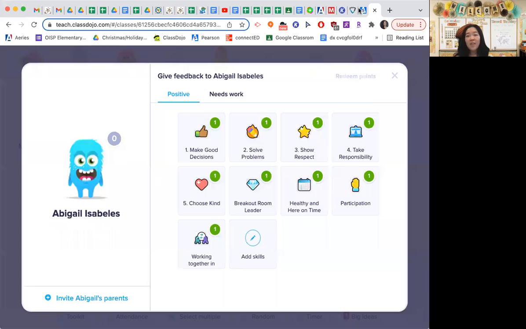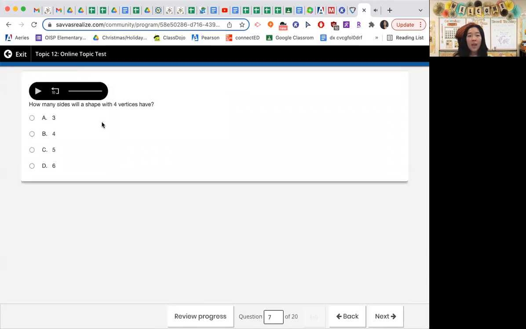Next student we have is Abigail. Abigail, how many sides will a shape with 4 vertices have? So a shape that has 4 vertices has those 4 points. So let's draw 4 points. Now, how many sides does this square have? 4. Very good. 4 is correct.